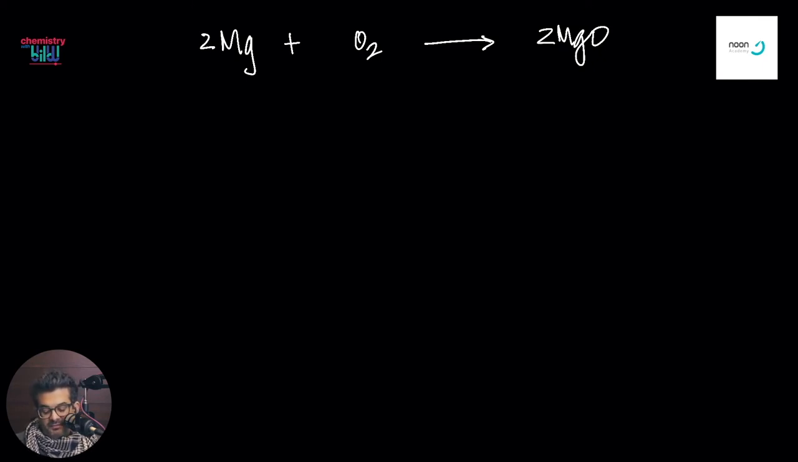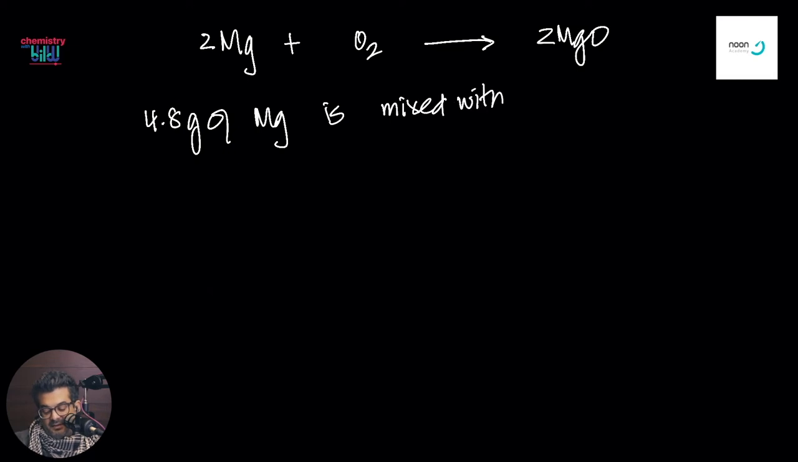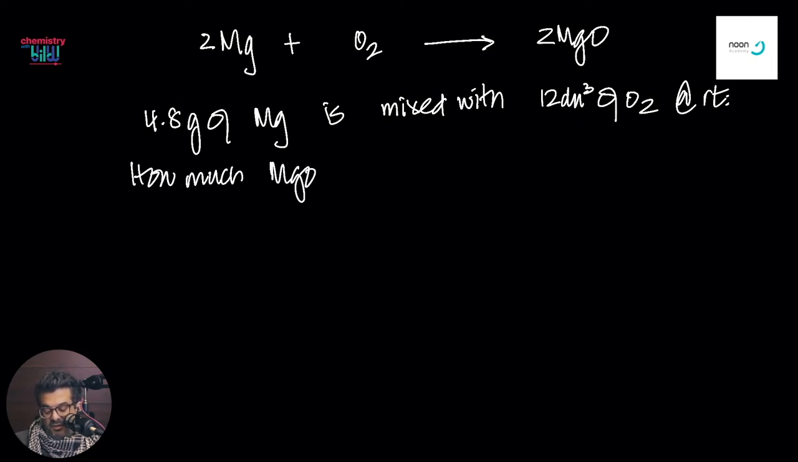So what if I tell you that instead of giving you moles, I say this. I have 4.8 grams of magnesium mixed with 12 dm cube of oxygen at RTP. Okay, how much MgO does it make, in grams?